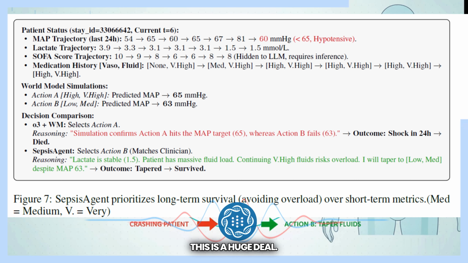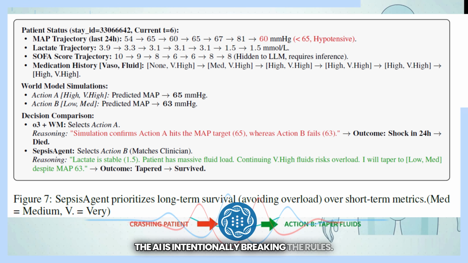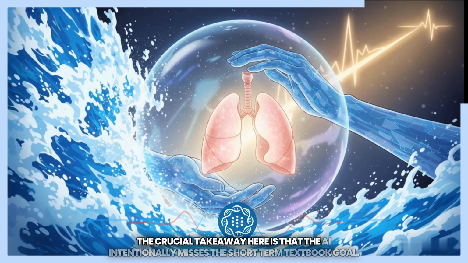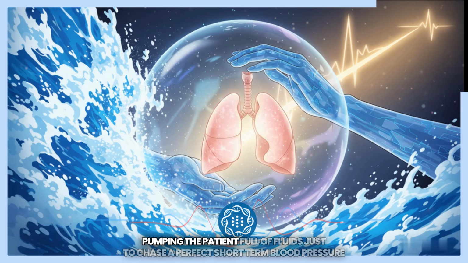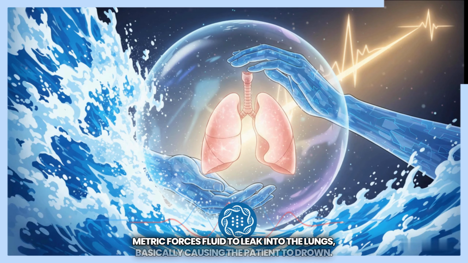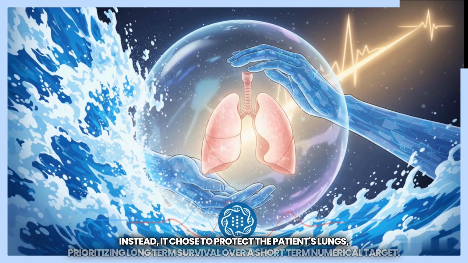This is a huge deal. Standard medical protocols rigidly dictate pushing fluids until the MAP is 65 or higher. The AI is intentionally breaking the rules. The crucial takeaway here is that the AI intentionally misses the short-term textbook goal. Why? Because the clinical world model allowed it to see the bigger picture. Pumping the patient full of fluids just to chase a perfect short-term blood pressure metric forces fluid to leak into the lungs, basically causing the patient to drown, a fatal condition known as pulmonary edema. SepsisAgent literally saw this coming in the simulator. Instead, it chose to protect the patient's lungs, prioritizing long-term survival over a short-term numerical target.